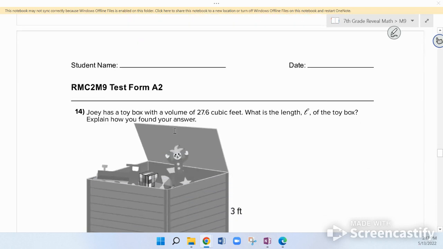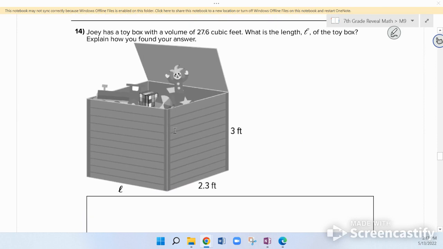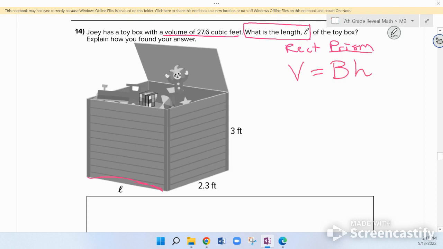We are on to number 14 here. Let's go. Joey has a toy box, and they give you this information. What is the length of the toy box? So look, we're looking for a dimension, a length there. So, how do we do this? Well, it's a rectangular prism. All right, so since it's a prism, we're going to use volume equals big B, little h. Volume equals, since it's a rectangular prism, the area of the base, right? The base is a rectangle, so LWH.